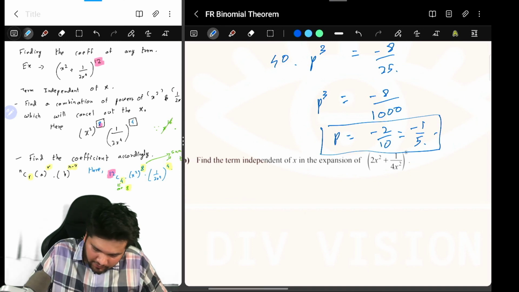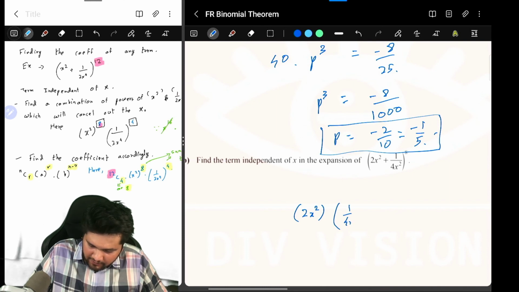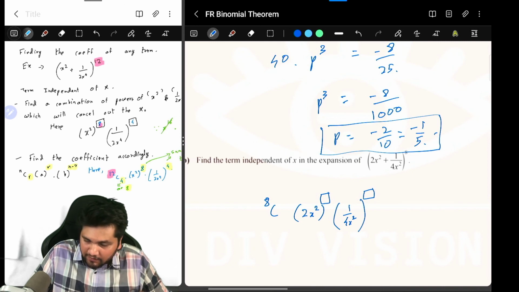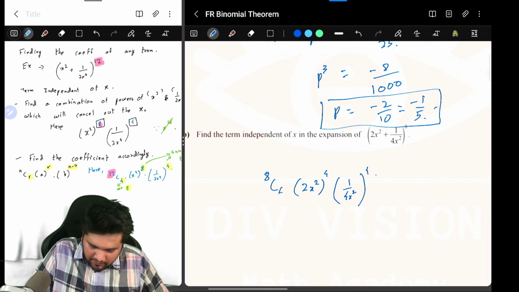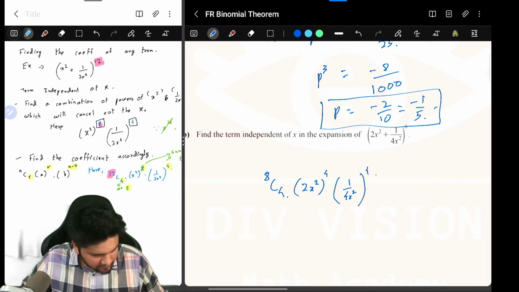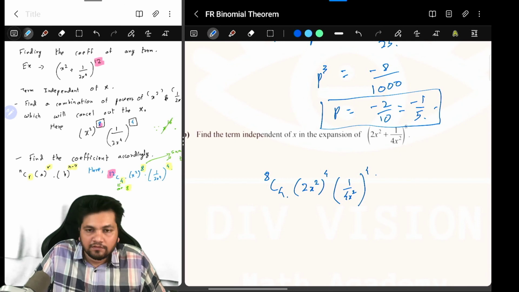Those who are not getting it, see 2x square to the power of something. Same procedure. 1 by 4x square to the power of something. We want this value and we want this value. And we want 8C something. We have to find a combination where x and x will get cancelled, numerator and denominator. Obviously since it's x square and x square, it's so easy, it's just going to be 4 and 4, right? So now 8C4. For this you'll have to use a calculator. 8C4 is 70.